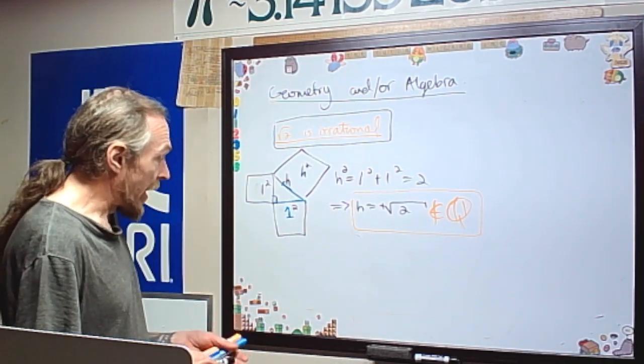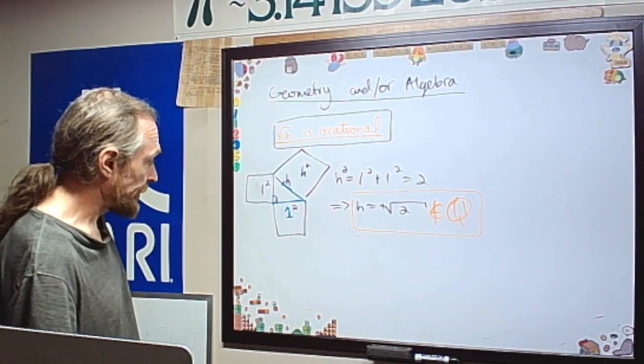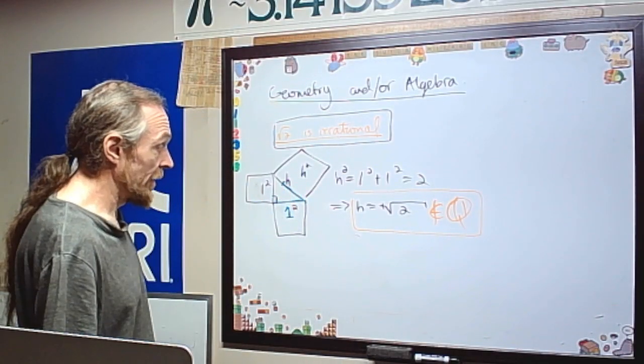So this one is not rational, it turns out. And I used reductio ad absurdum to prove this. But where did it come from is my point, from a geometric consideration.